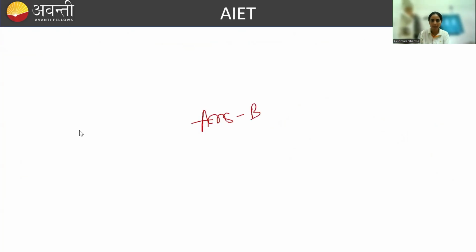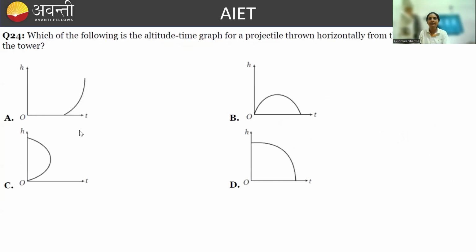Now let's move on to the next question. Which of the following is the altitude time graph for a projectile thrown horizontally from the top of a tower?